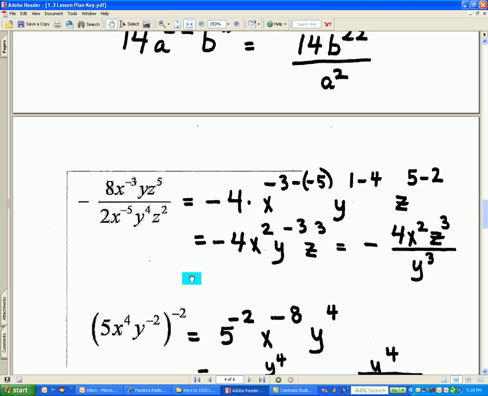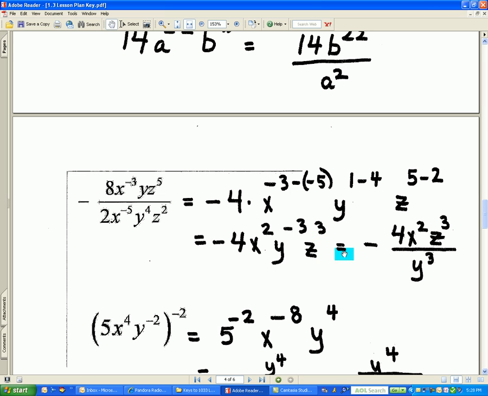So here's what we have. We have the negative 4 in front. On the x, we end up with a positive 2 when you do the arithmetic. Negative 3 minus a negative 5 is negative 3 plus 5, which is 2. On the y, 1 minus 4 is negative 3. That becomes our exponent. And of course, on the z, the exponent is 5 minus 2, which is 3.